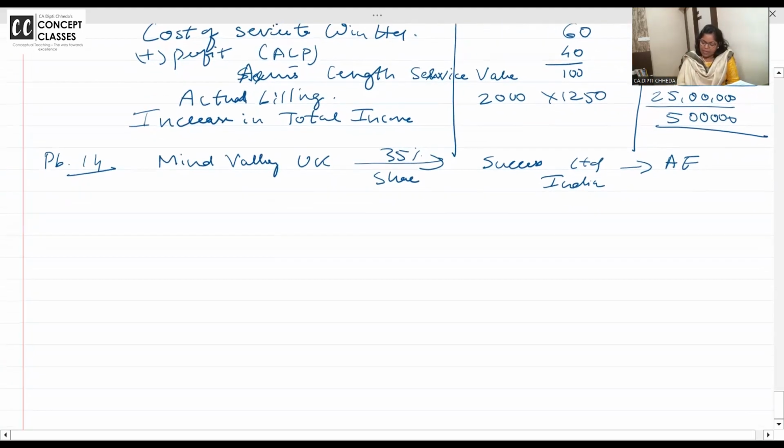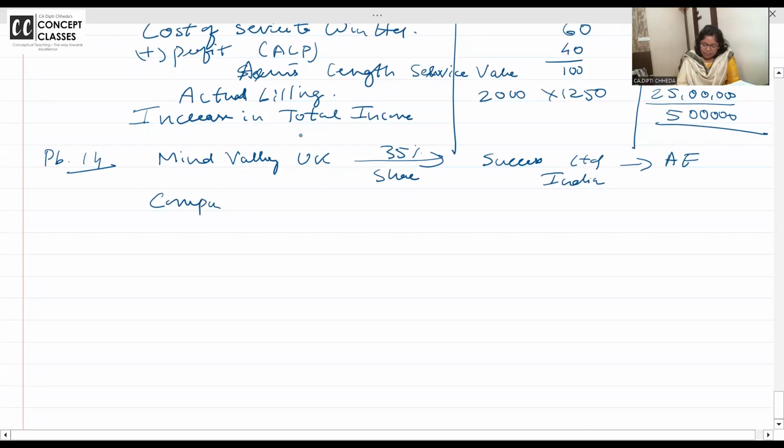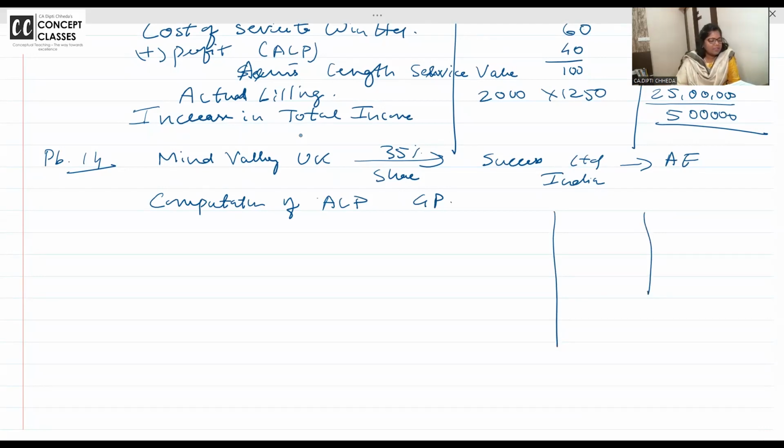Now, computation of GP. First we do the GP, the arm's length price GP, what we are charging others. So we can start. We are giving similar service to Try Limited, in which the profit is 50%. Similar GP or normal GP. Similar GP for others is 50%. Now what adjustments are there in this?